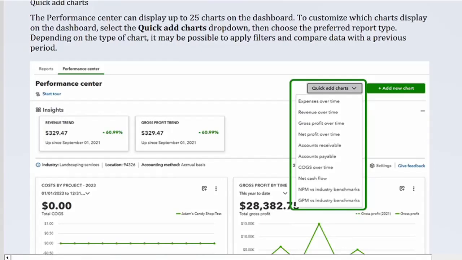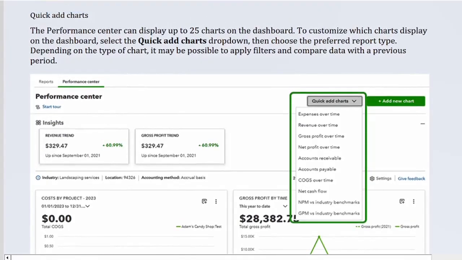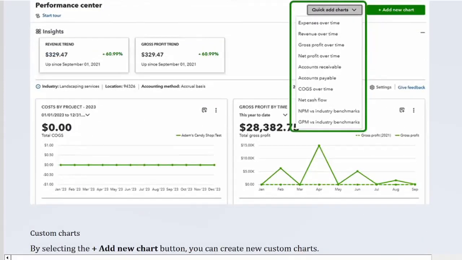Quick Add Charts. The Performance Center can display up to 25 charts on the dashboard. To customize which charts display on the dashboard, select the Quick Add Charts dropdown, then choose the preferred report type. Depending on the type of chart, it may be possible to apply filters and compare data with the previous period.